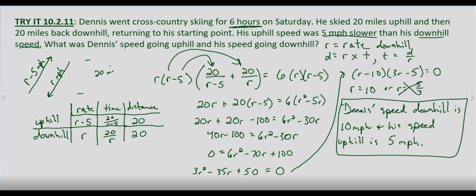So when Dennis went cross-country skiing, it took him 6 hours total, and his speeds were downhill 10 miles per hour and uphill 5 miles per hour.